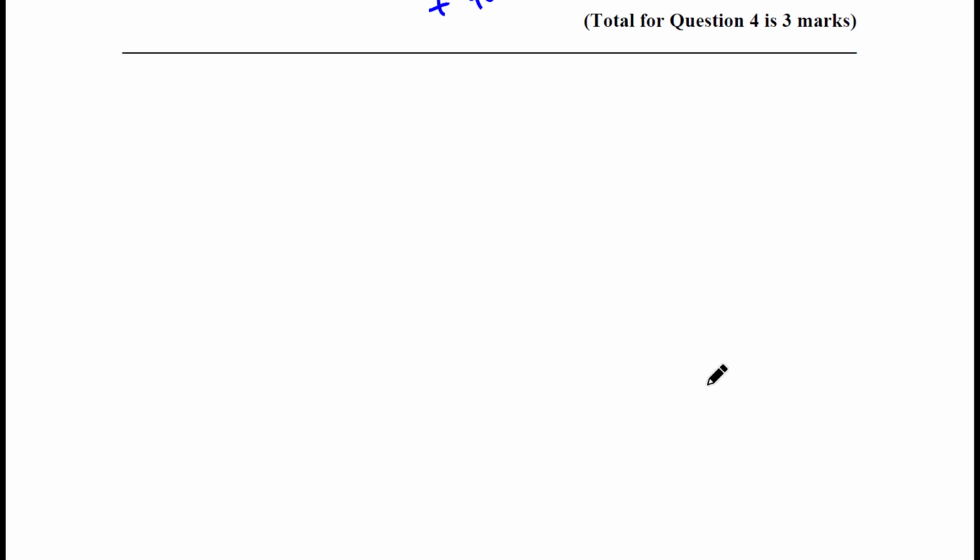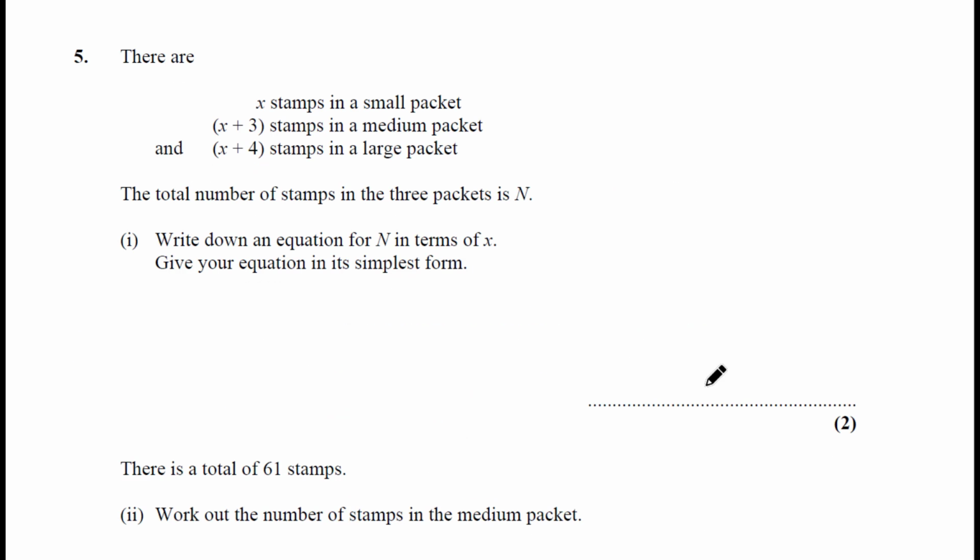Let's go to question 5. Now let's look at this algebra question. So the total number of stamps in the 3 packets is n. Write down an equation for n in terms of x.